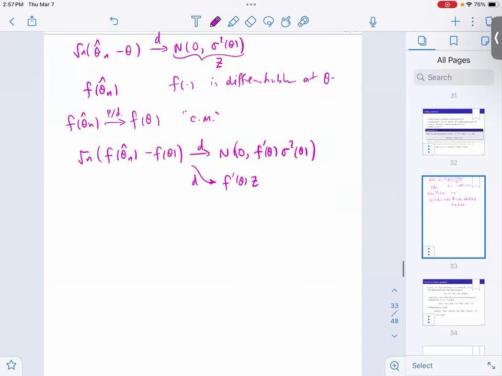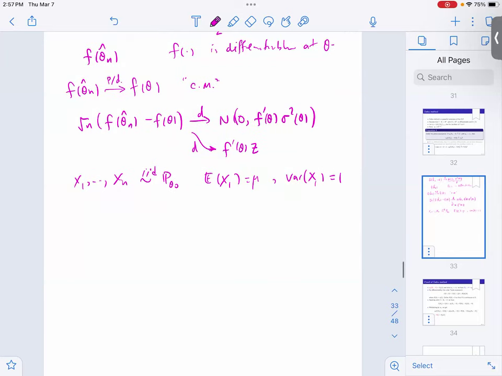So for example, if I have x bar n, where we have the sequence x1 through xn iid, with normal. Actually, they don't need to be normal. They're iid from some distribution, and the expectation of x1 is mu. Let's say the variance is one. So I know that x bar n converges to mu, and by the CLT I have something like this.